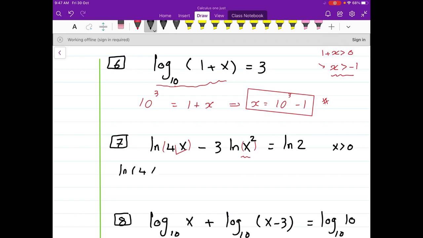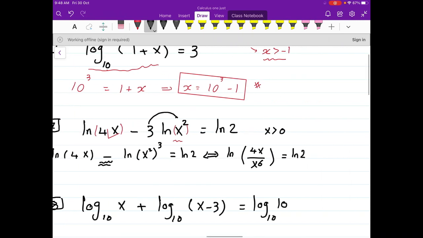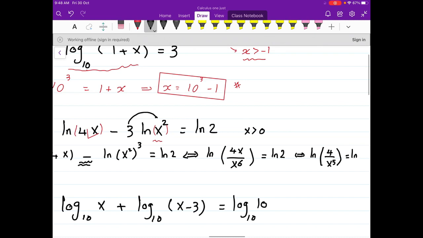ln 4x minus 3 ln x squared, cubic, equals ln 2. According to the properties we discussed, this is equivalent to ln of 4x divided by x squared to the power 3, x to the power 6, equals ln 2. This is equivalent to ln of 4x over x to the power 6, which is 4 over x to the power 5, equals ln 2.